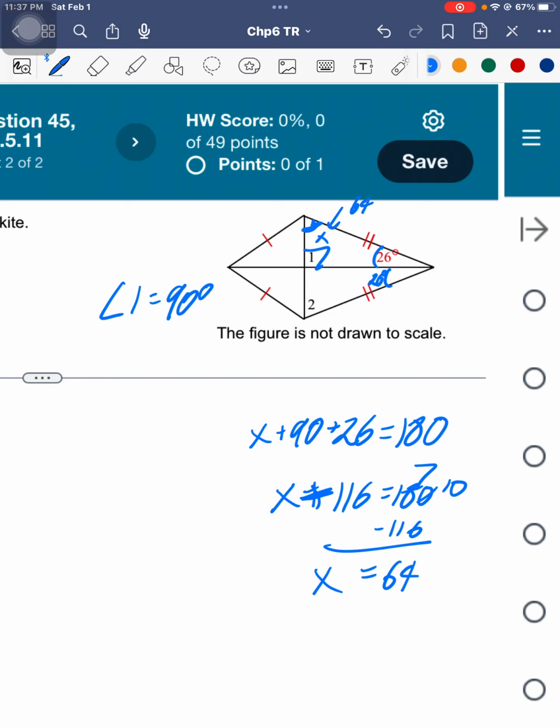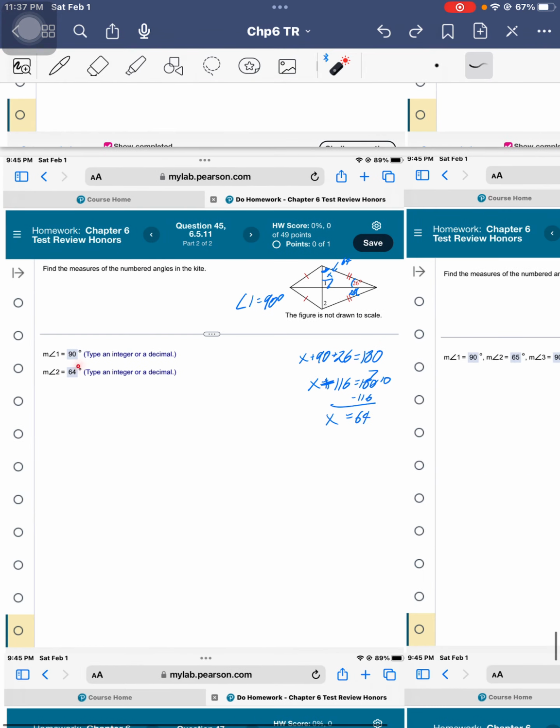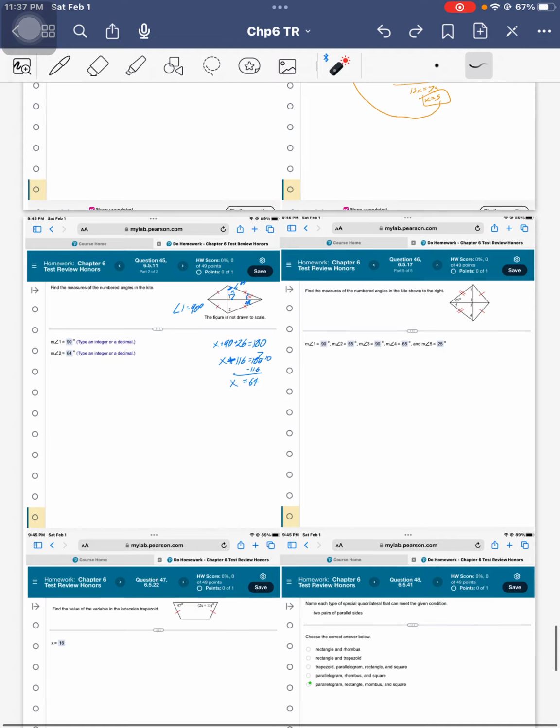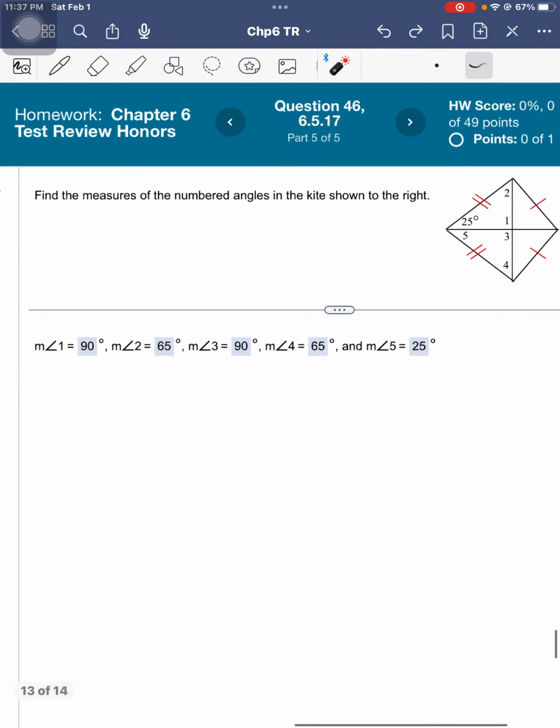So this is 64. And remember, guys, these two angles right here are congruent. So if this is 64, this also has to be 64. Another way you could look at it is, if we highlight this triangle, it's isosceles, right? Because of these tick marks. What do we know about the base angles in an isosceles triangle? They're congruent. So if this is 64, this also has to be 64. 64, 90. Okay, we're almost done.